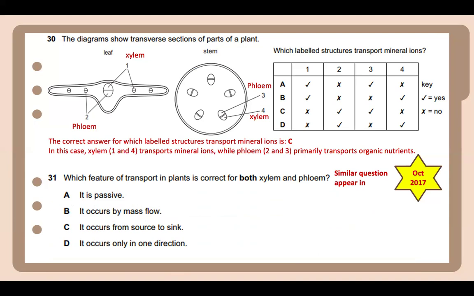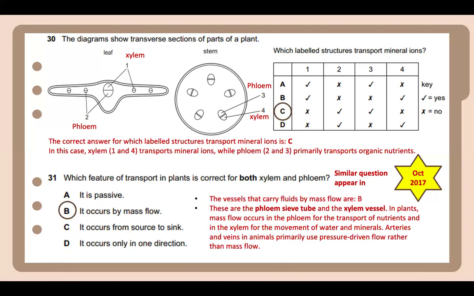Question 31 is a similar question that appeared in October 2017. Which feature of transport in plants is correct for both xylem and phloem? The answer is that it occurs by mass flow, and these are the phloem sieve tube and the xylem vessel. In plants, mass flow occurs in the phloem for the transport of nutrients and in the xylem for the movement of water and minerals. Arteries and veins in animals primarily use pressure-driven flow rather than mass flow.